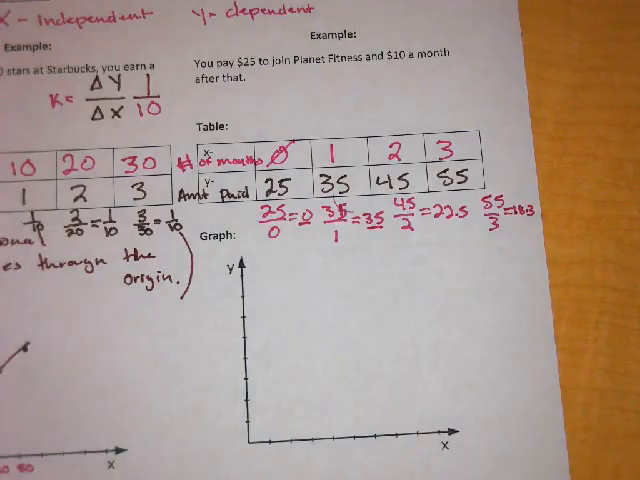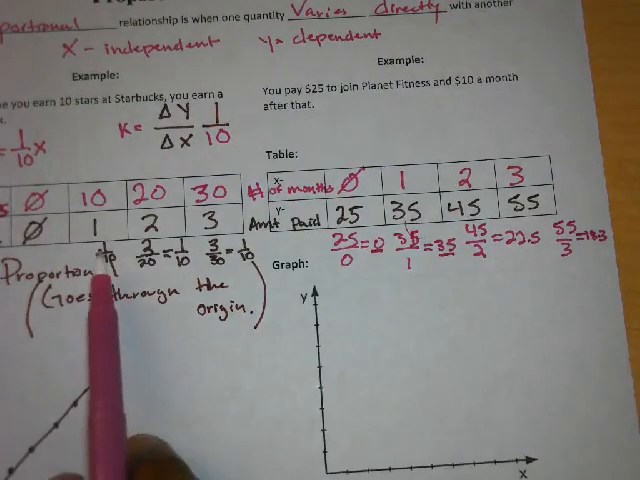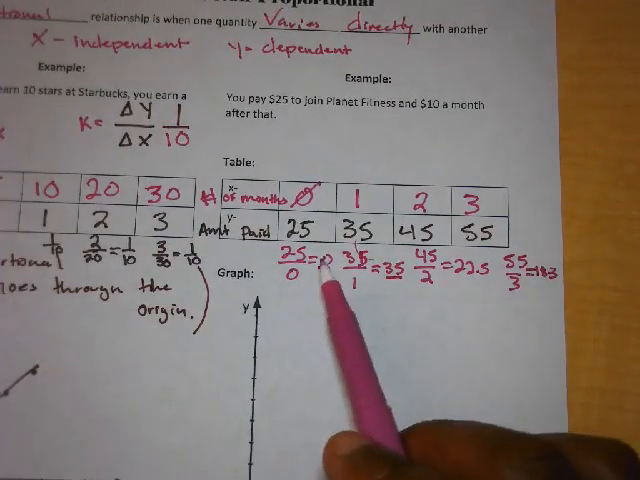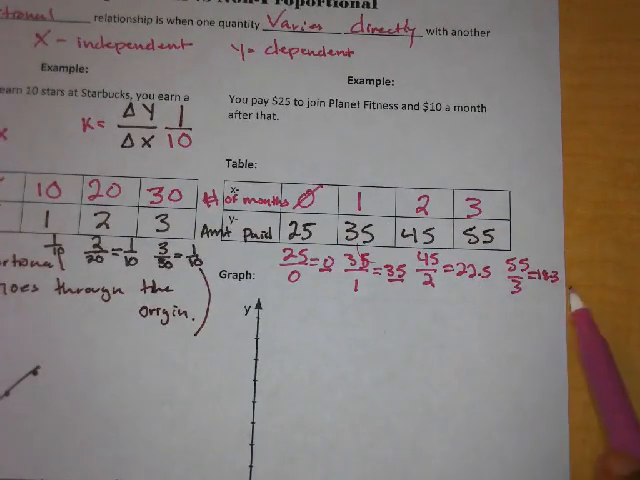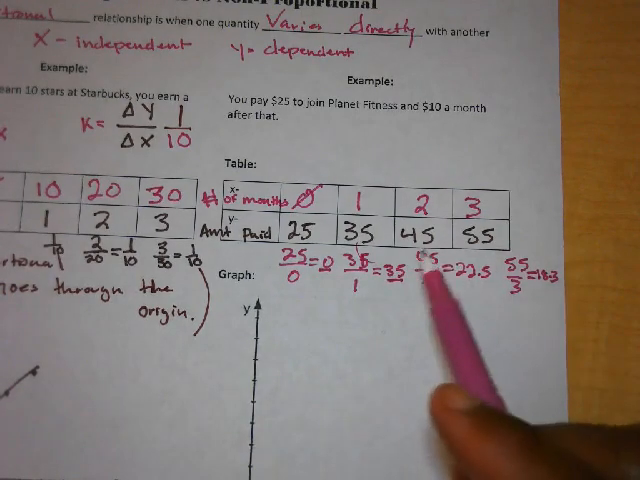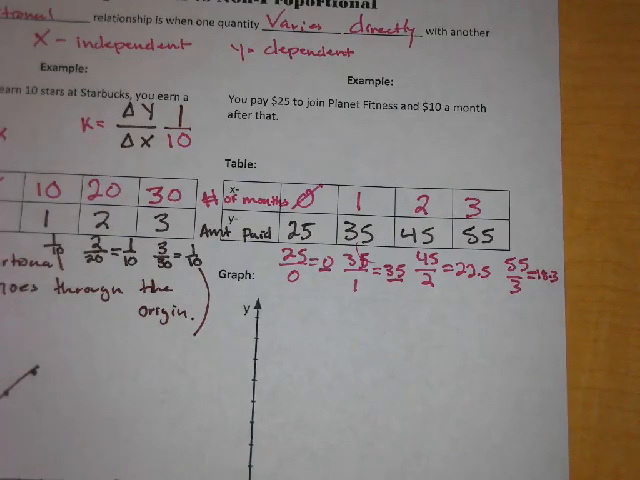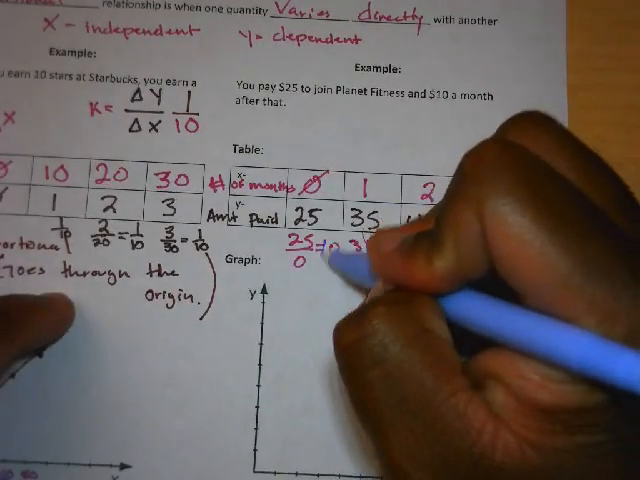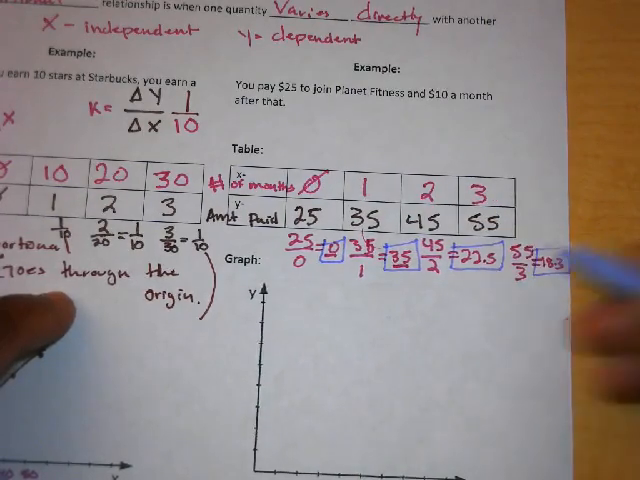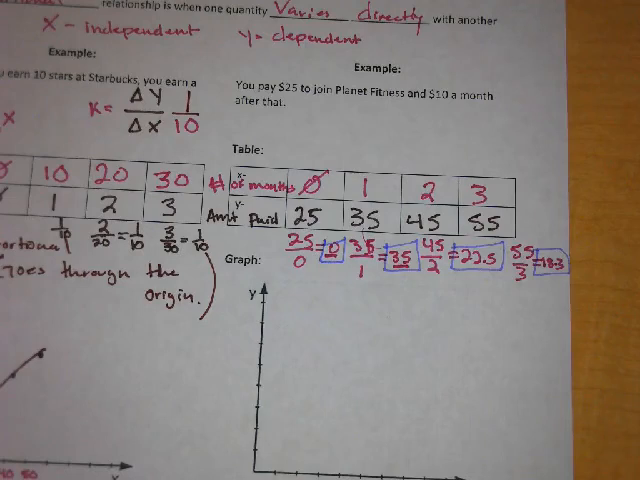So if you look over here, all these numbers ended up being the same. 1/10, 1/10, 1/10, right? Over here, these numbers are all different. 0, 35, 22.5, 18.3. So again, all these numbers are different. This is different. That's different. So just by dividing the numbers to see if they're all the same, you can tell that, hey, this is a non-proportional table, right?